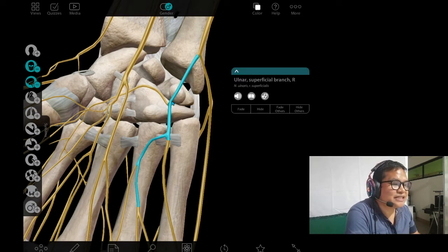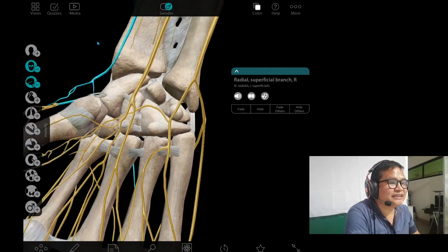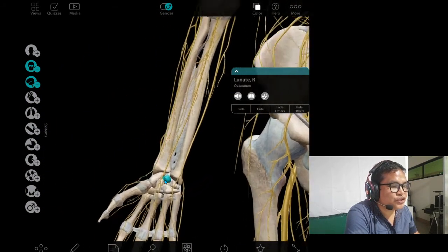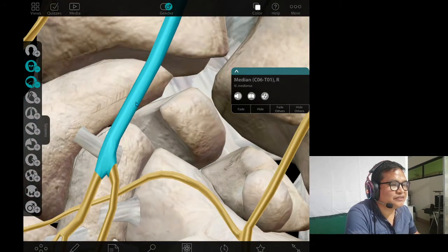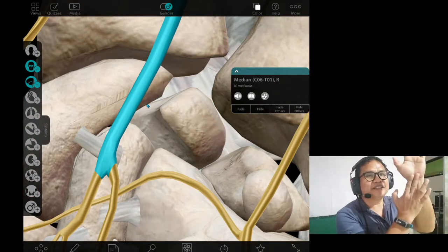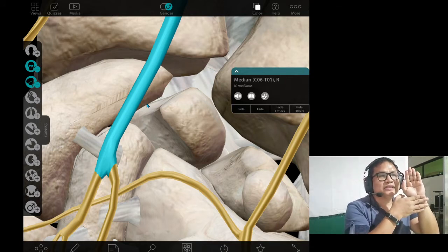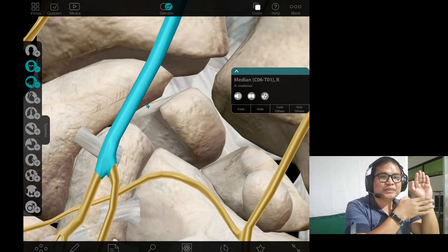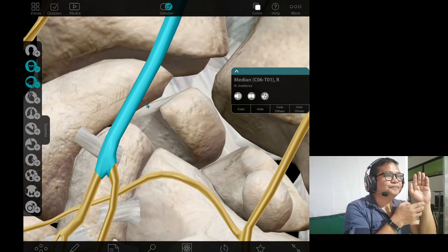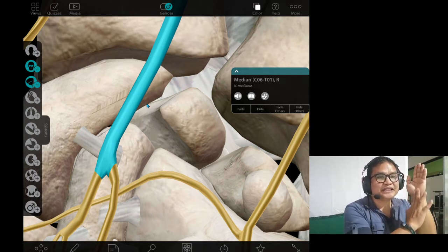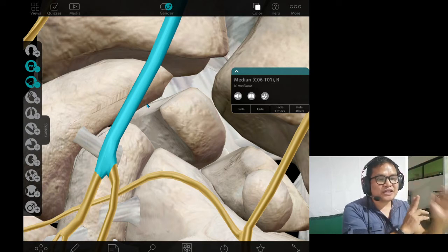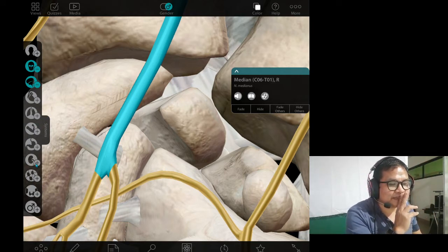Now this is the ulnar nerve, this is the median nerve, and this is the radial nerve. Usually the median nerve passes in this portion here in the middle. In some conditions, especially in pregnant women, the median nerve is trapped in this portion. So if you are going to put back the connective tissue, let me try.